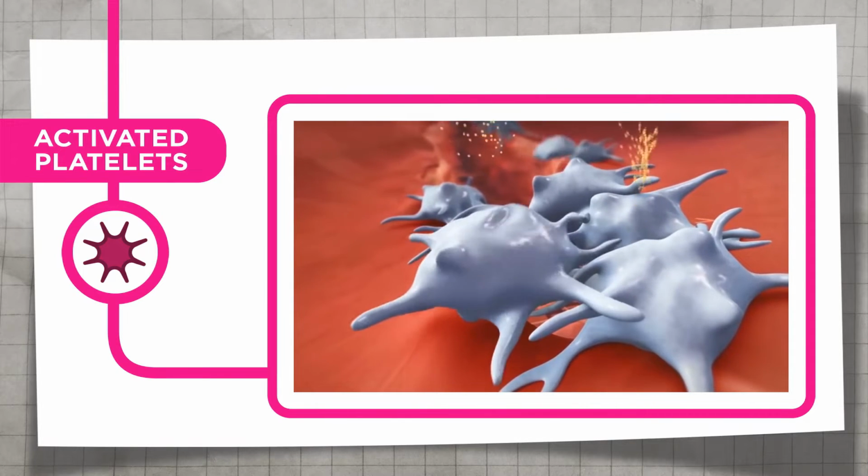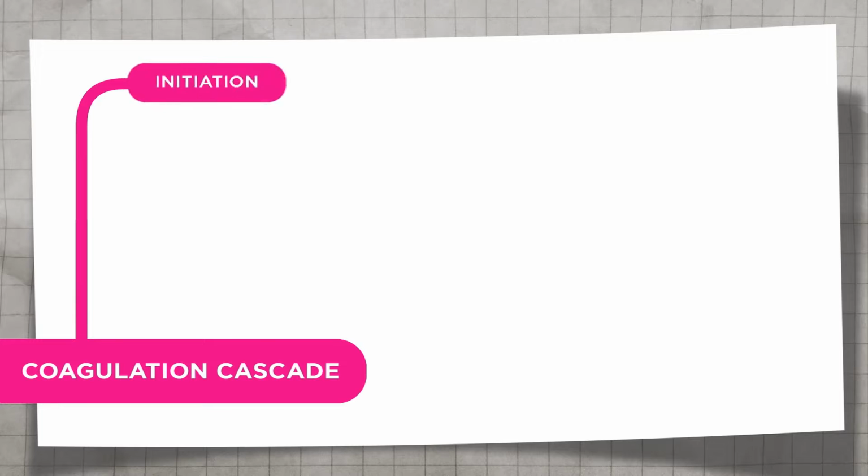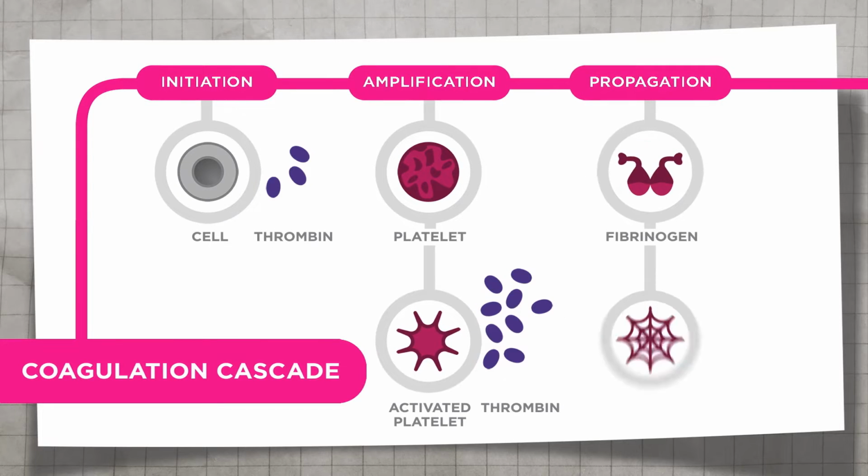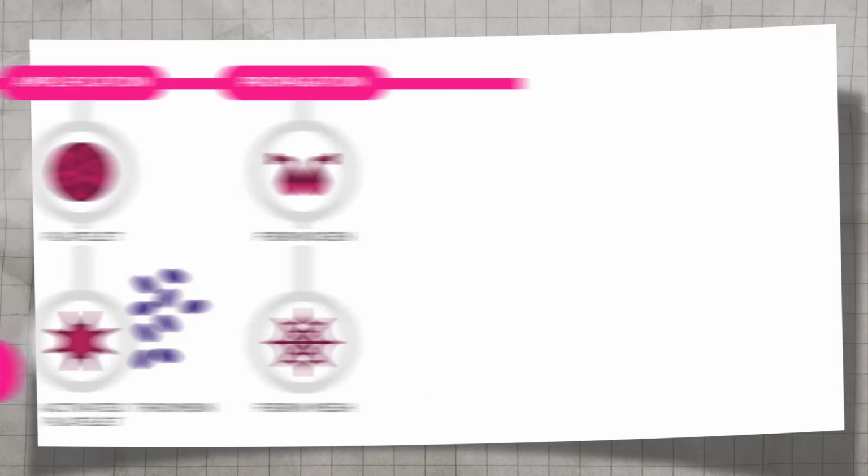platelets to the site. At the same time, a protein called tissue factor triggers initiation of the coagulation cascade, the process that leads to full activation of platelets and the generation of fibrin and clot formation.